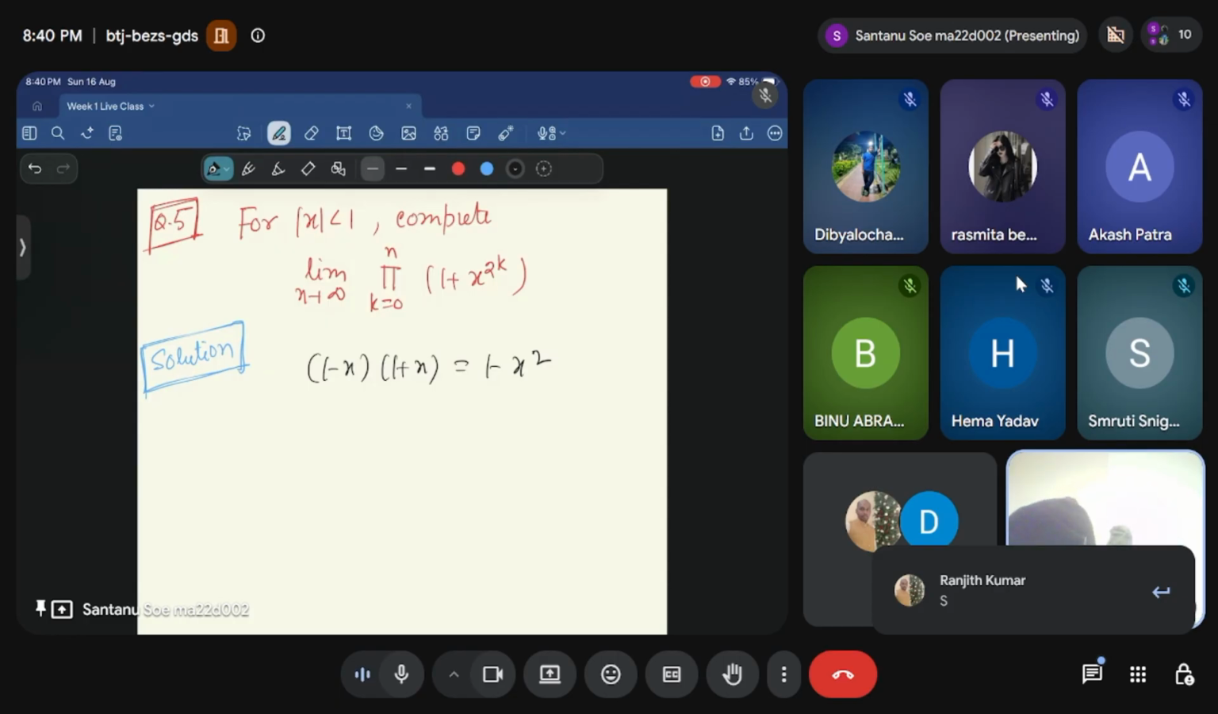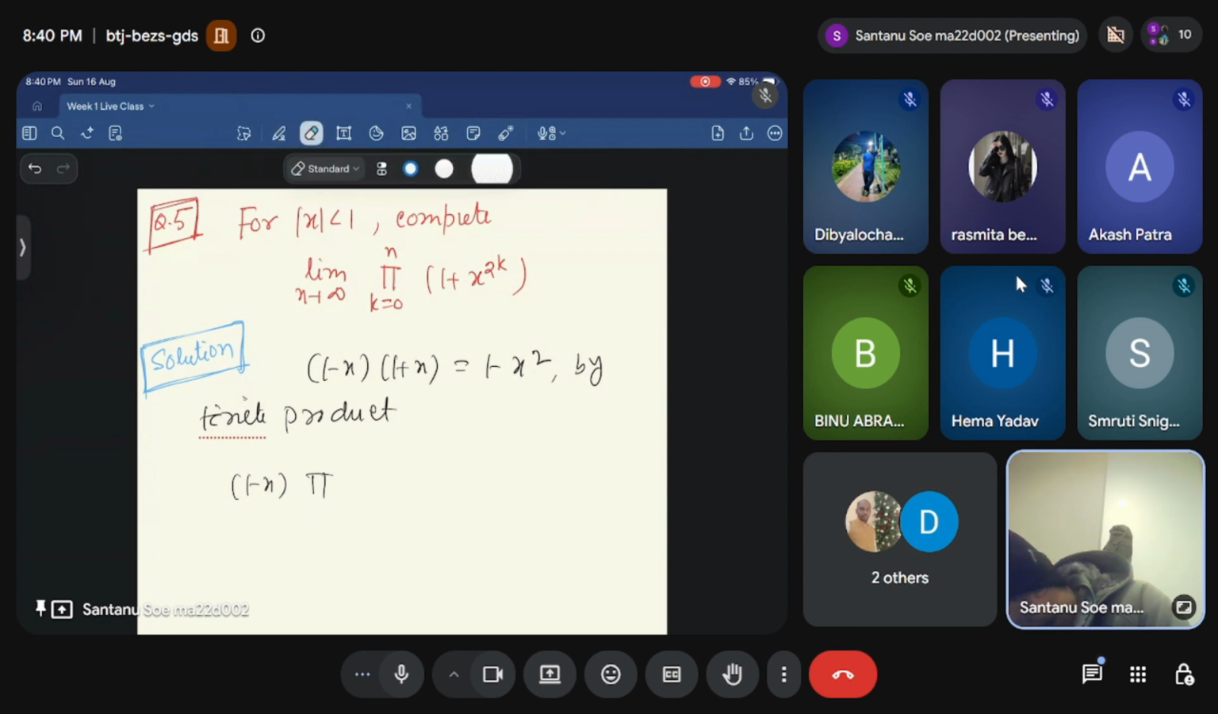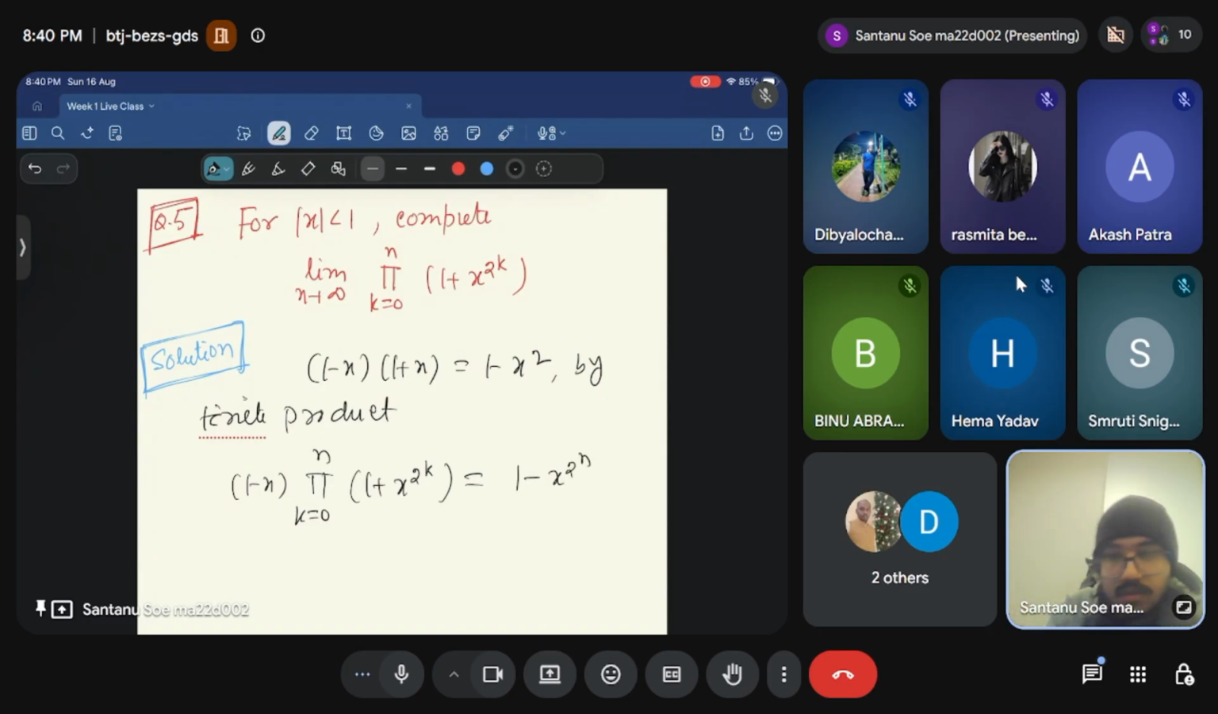Yes. So that means you can show, by finite product, okay, that 1 minus x into the product for k equals 0 to n of 1 plus x to the power 2 to the power k is 1 minus x to the power 2 to the power n. Okay, is it clear?